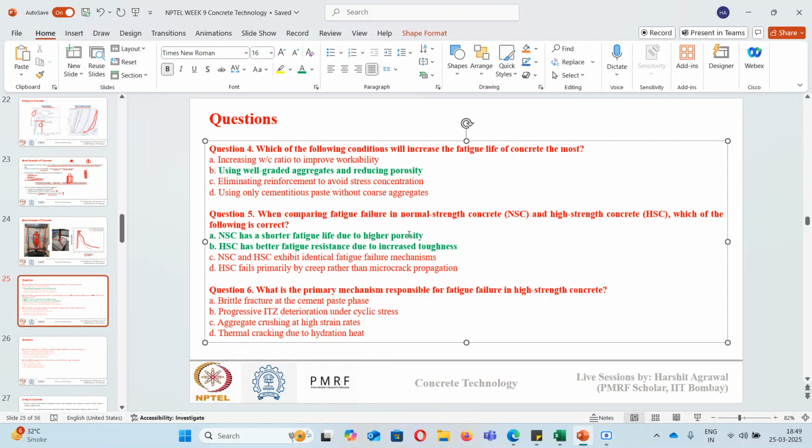However, high strength concrete, being denser and less porous, generally shows better fatigue resistance due to its increased toughness and lower porosity. Now, question number 6. What is the primary mechanism responsible for fatigue failure in high strength concrete?